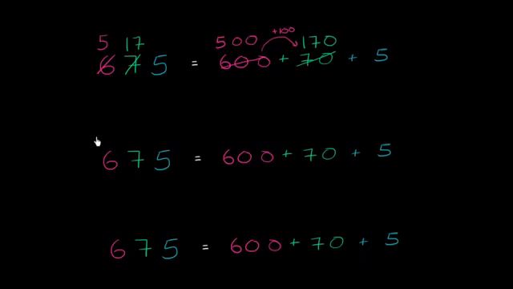Now, we could keep doing that. We could regroup some of this value in the tens place to the ones place. For example, we could give 10 from the tens place to the ones place. Let's take 10 away from here, so that becomes 160. This becomes 16. And let's give that 10 to the ones place. 10 plus 5 is 15, so this 5 is now a 15.